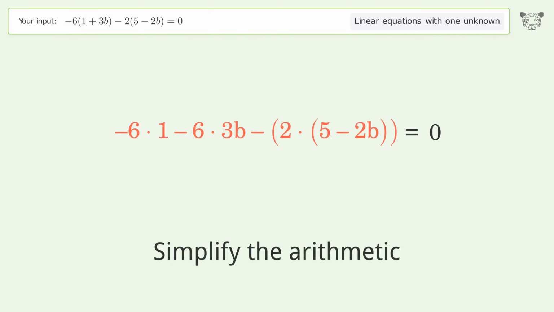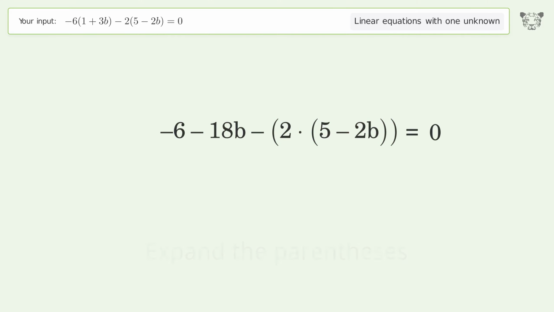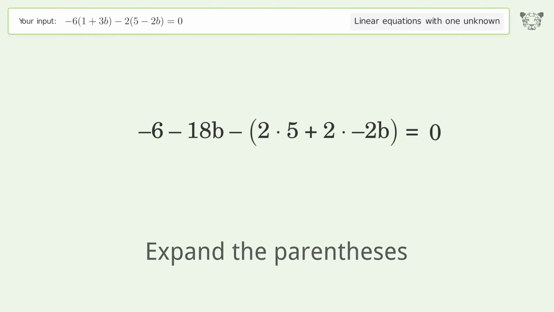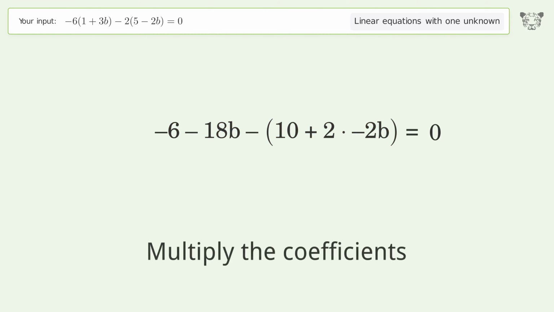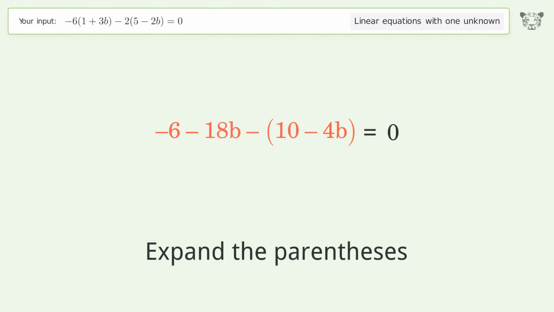Simplify the arithmetic. Multiply the coefficients. Expand the parentheses. Simplify the arithmetic. Multiply the coefficients. Expand the parentheses.